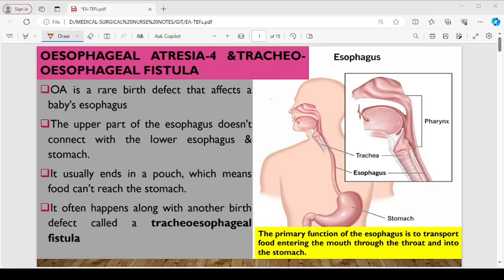Hello and welcome. Today we are looking at pediatric nursing concepts and we are going to focus on GI anomalies. To be precise, esophageal atresia and tracheoesophageal fistula.